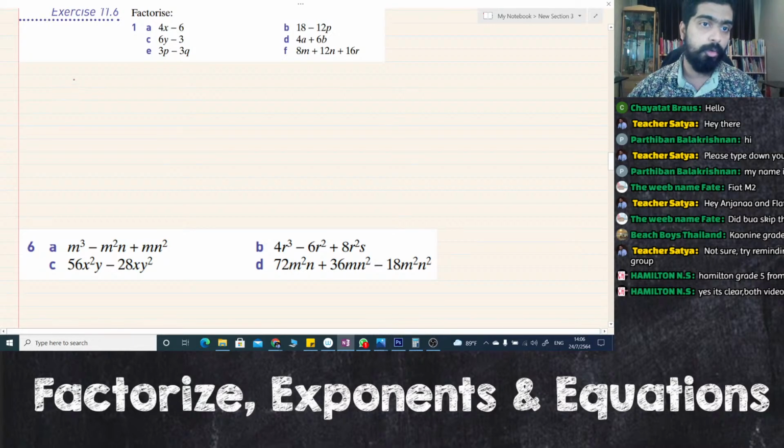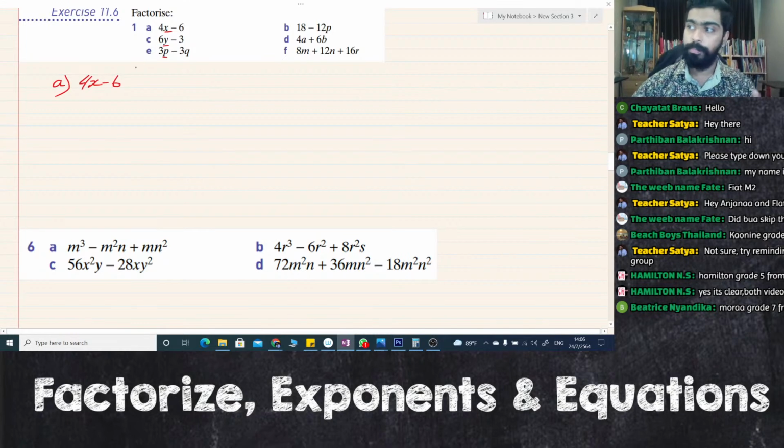So let's go to question A. For 1A, what we have here is 4x minus 6. In this case, when we have to factorize it, we'll be taking the greatest common factor of the variables and the constants. If you don't know what we mean by variables, variables are these alphabets that you see. So A, B, C, D, X, Y, Z, all of them, we call them variables. If you take a look at this, there's only one variable in the first term.